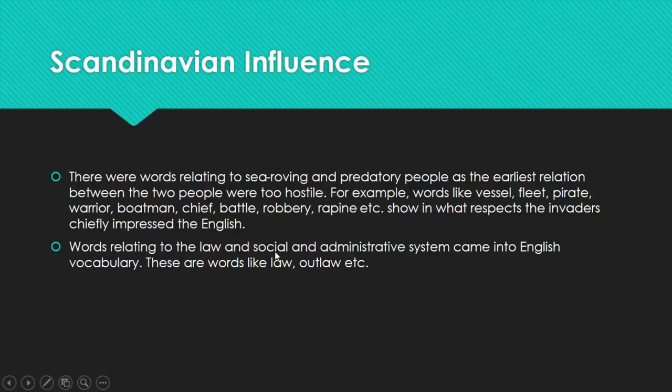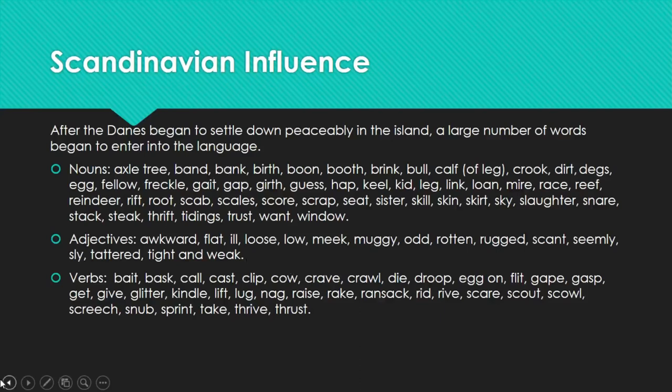And then there are words related to law and social and administrative system. There are words like law, outlaw, etc. These are all taken from Scandinavian. And then Danes began to settle very peacefully in the island. A large number of words began to enter into the language. So we can divide these large number of words which entered into the language into nouns, adjectives, and verbs. Let's look at the nouns.